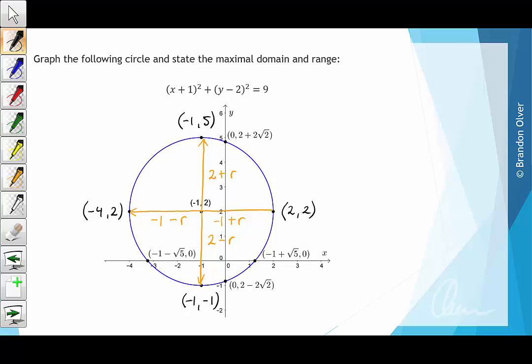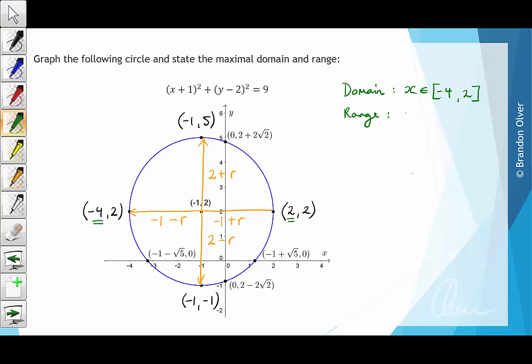So now that we've got all the extreme points on the circle, we can find the domain and range of this relation. So the domain is all the x values that are allowed in the circle's equation. So if we scan across left to right, we see that the smallest possible value is -4, which is included, and we go all the way through till +2, which is also included.